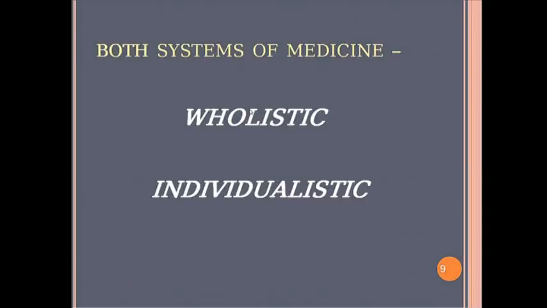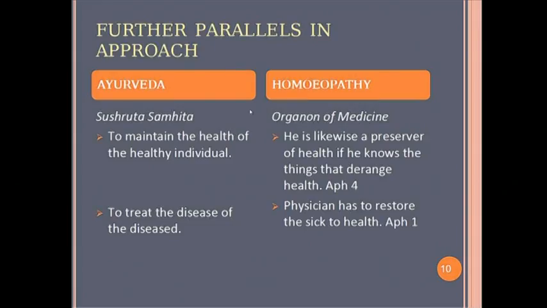The objective of Ayurveda is twofold. Firstly, to prevent illness in the healthy, and secondly, to treat the disease. As quoted in the Organon of Medicine, the homeopath has to function like a preserver of health, and also he has to restore the sick to health. There are a lot of fundamentals that match between Ayurveda and homeopathy.